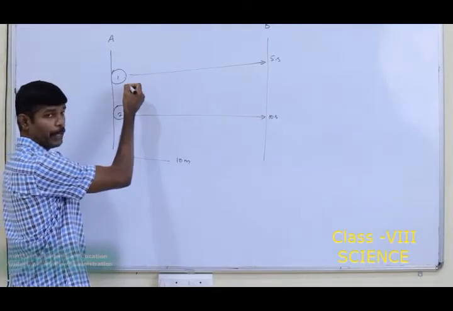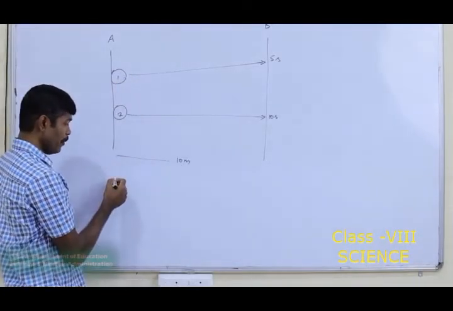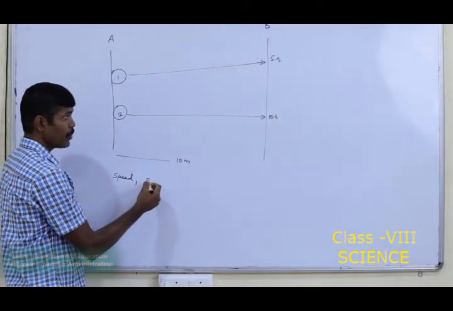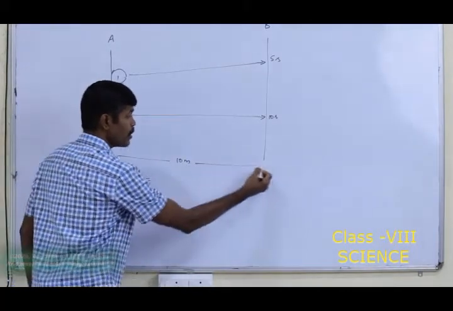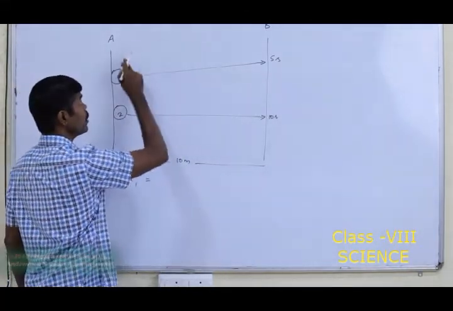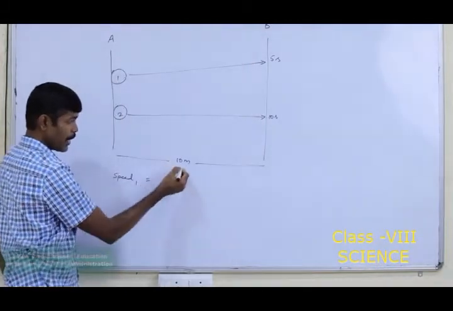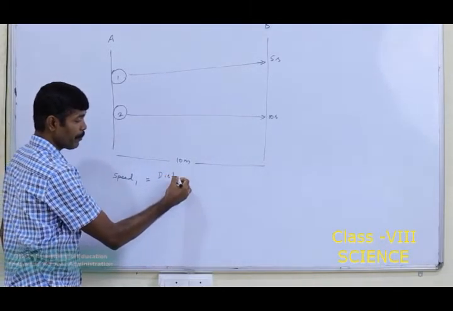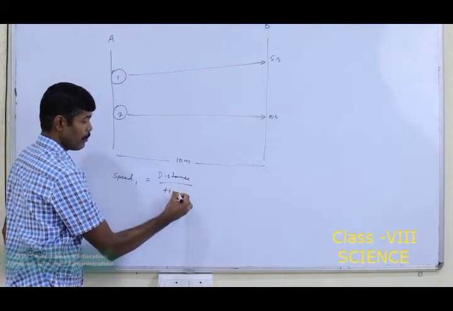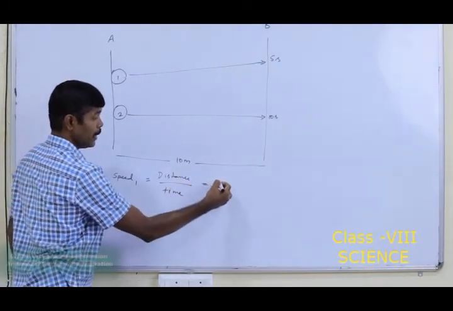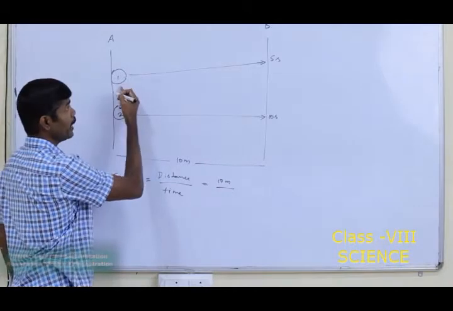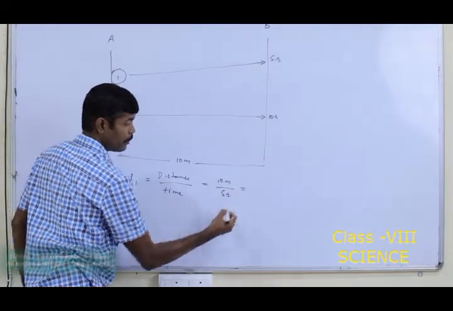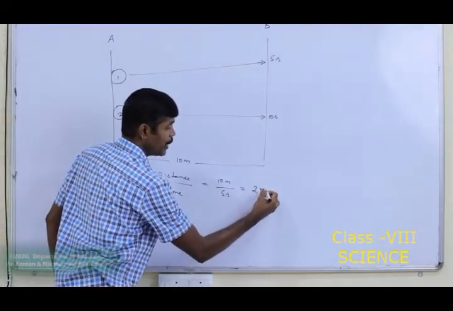In order to find the speed of the first object, we can say speed of ball 1 is equal to the distance. What is the distance? The distance between A and B is 10 meters. So the formula of speed is distance by time. The distance is 10 meters, whereas the time taken to cover up to the B position is 5 seconds. By substituting this, we will get 2 meters per second.